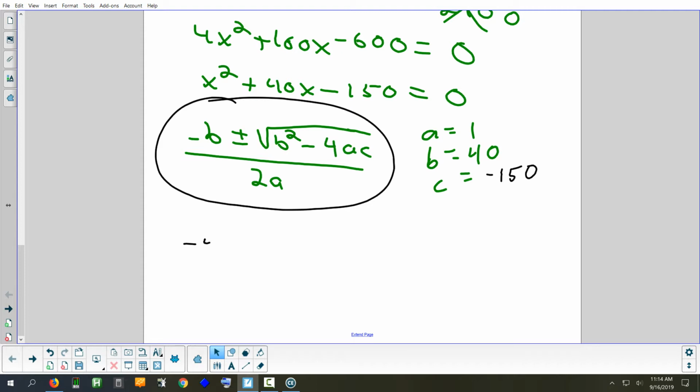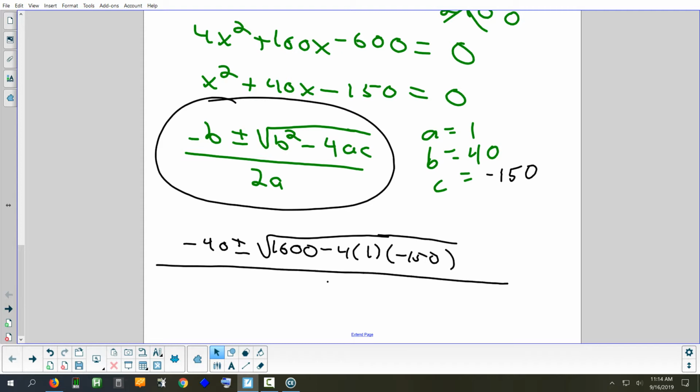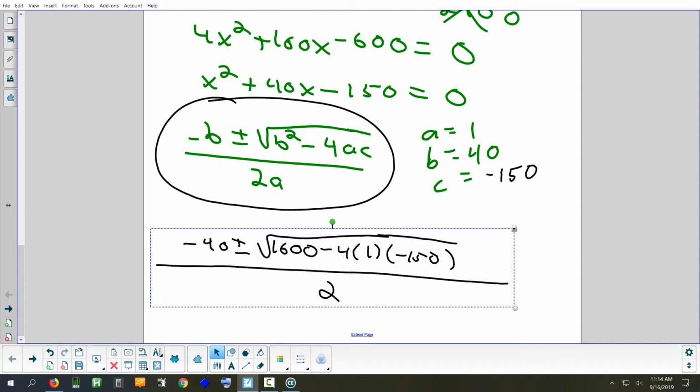So negative b plus or minus the square root of b squared, I'm just going to do that as we go. 1600 is 40 times 40. Minus 4ac, all divided by 2 times 1. Okay, now under the square root, we're going to be subtracting a negative. And when you subtract a negative, what happens to it? Okay, it turns positive. So I'm just going to make that positive right now.